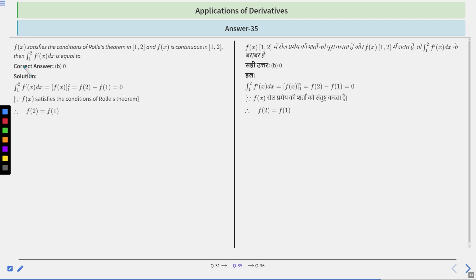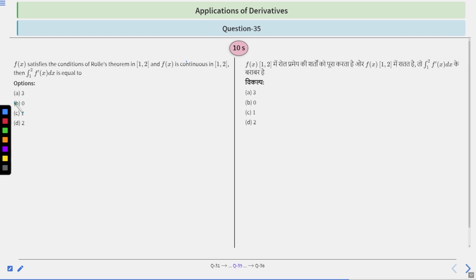See, we have to calculate this integration of 1 to 2 f dash x dx, which is equal to f(x) from 1 to 2, f(2) minus f(1), equal to 0. Now, since f(x) satisfies Rolle's theorem, one of the conditions of Rolle's theorem is that f(a) should be equal to f(b). Right? Therefore, f(2) is equal to f(1). Clear? That's why f(2) minus f(1) is equal to 0. Clear? So I think B is the right answer. 0. Clear? Option B is the right choice. Okay.